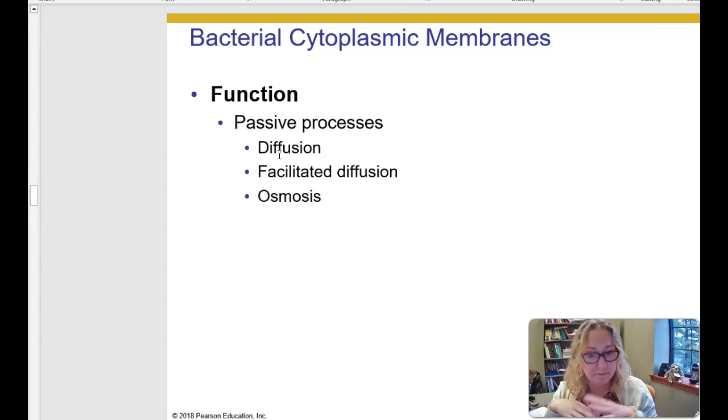That's just diffusion. Facilitated diffusion is something sort of taking it with them. One chemical is sort of making that process go faster or helping it along. And osmosis involves water and a semi-permeable membrane. Okay.